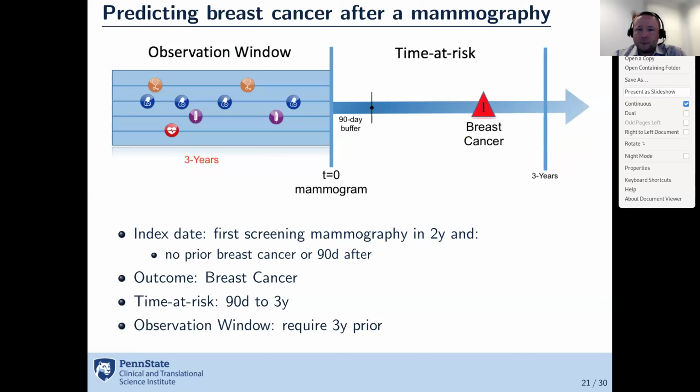Coming back to that basic patient level prediction framework, we can see what that looks like with this clinical question plugged in. Our index date is their first mammogram in 2 years. We're requiring no prior breast cancer, or at least that for 90 days after that scan they do not have an instance of breast cancer diagnosis. The time at risk is that 90 days to 3 years. And in this study, they required 3 years of medical history prior to that mammogram screening.